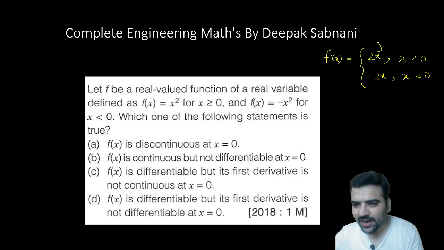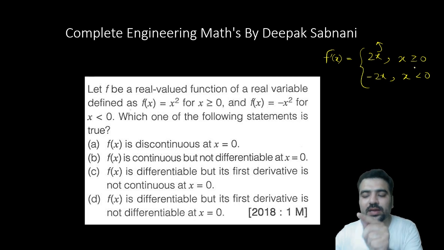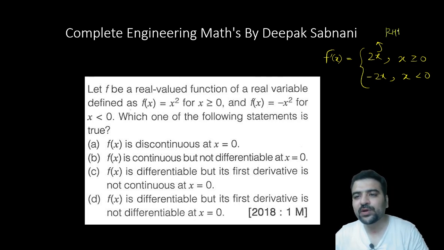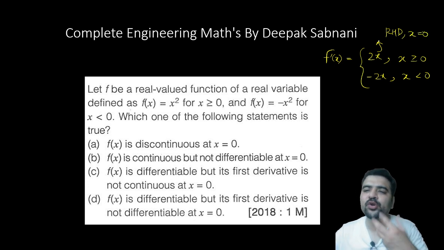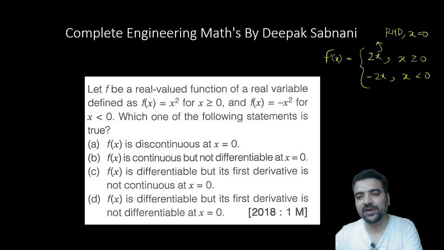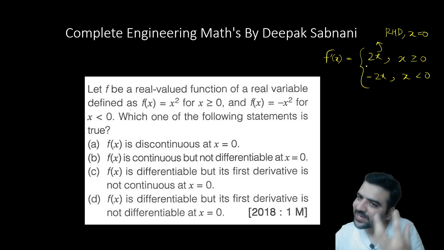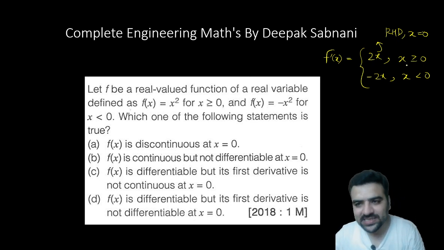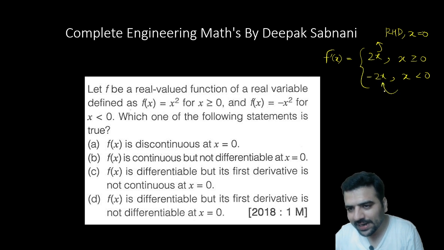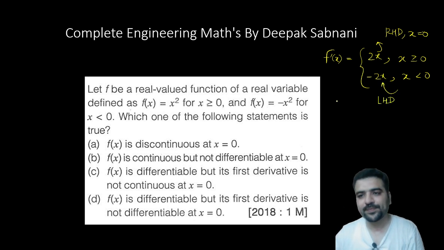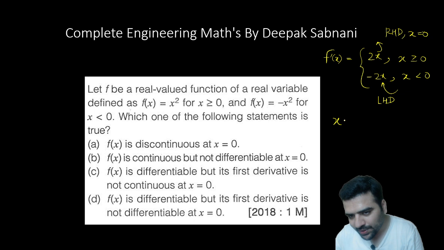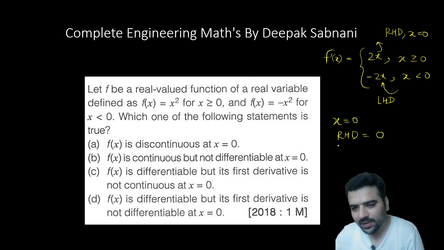Now this will be your right hand derivative, because x is greater than or equal to 0. At x equal to 0, it will be the right hand derivative. If x equal to 1, it is the left hand derivative as well as the right hand derivative. At x equal to 10, it is also both. But at x equal to 0, this will be the RHD, and this will be the LHD. So at x equal to 0, RHD, put the value, that will be 0.